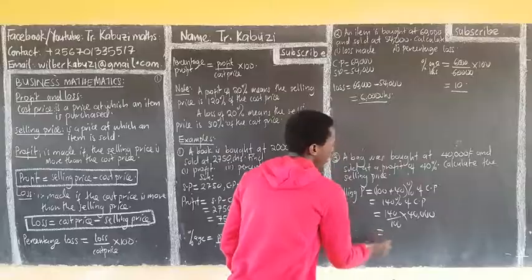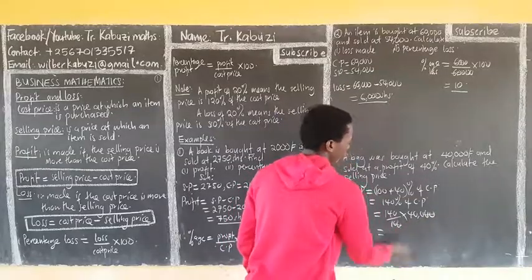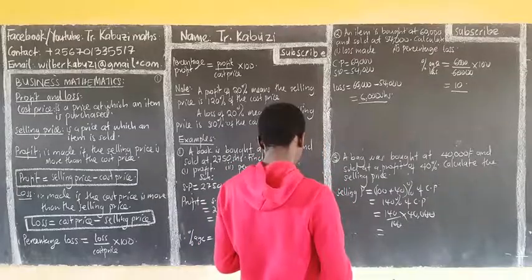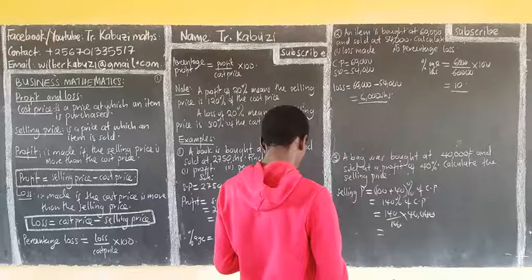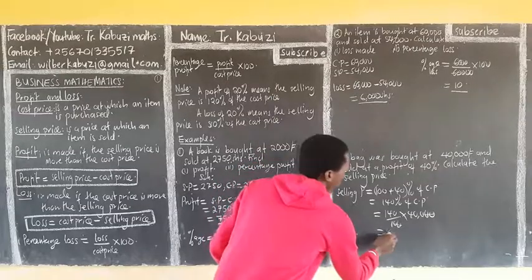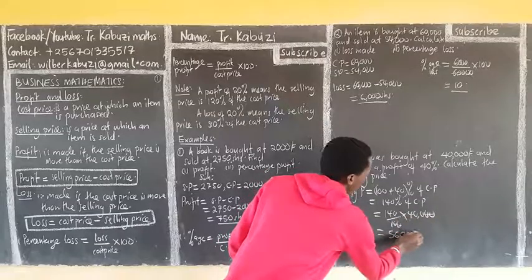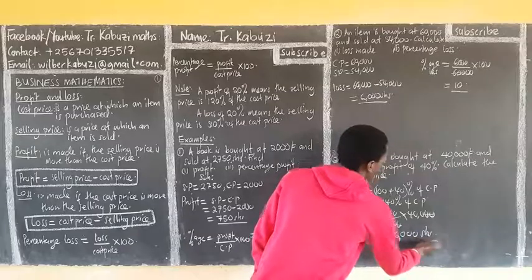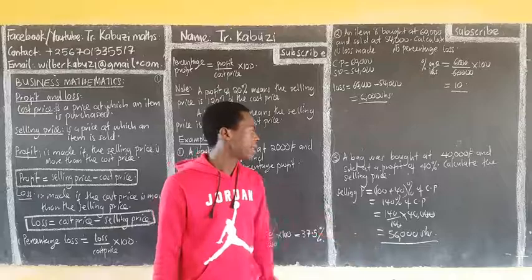So now our selling price: this goes, this also goes. So this times this, we have 56, and then these three zeros, 56,000 shillings. And so that's how we get our selling price, really easy.